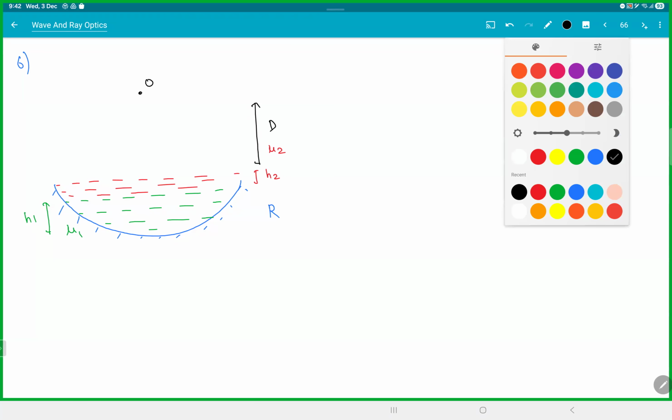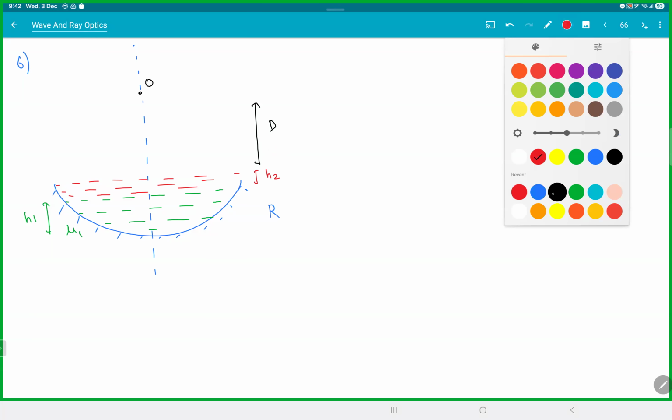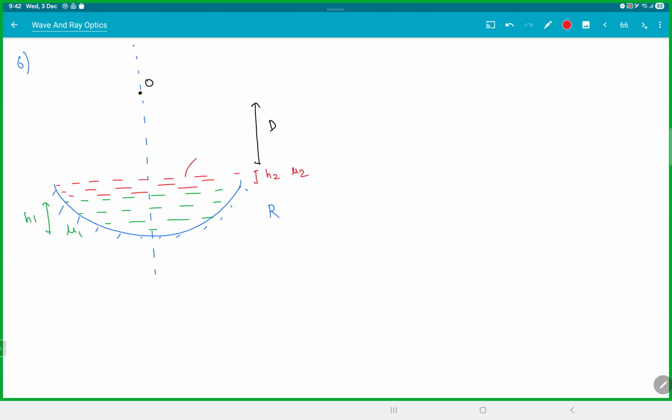There, we have an object placed in front of a concave mirror. Inside the concave mirror, there are two liquids, mu1 and mu2, and the heights are h1 and h2. Find D if the final image falls on the object. D is the distance from the surface to the object. Find D if the final image is on the object.